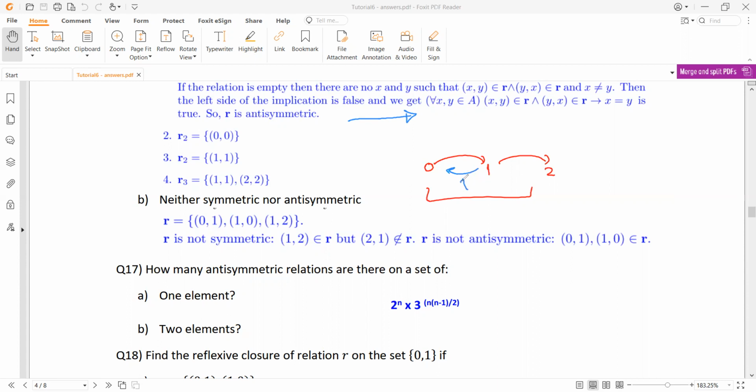So because this one exists here, it's not anti-symmetric, and because the other way here is missing, it's also not symmetric, okay?